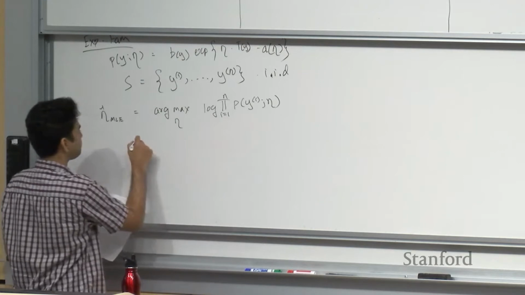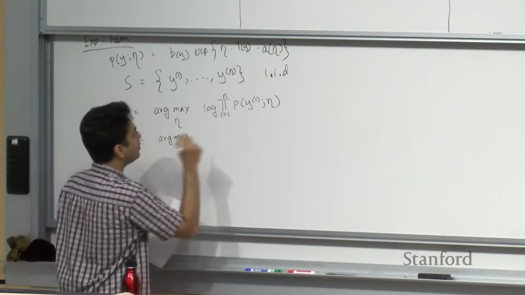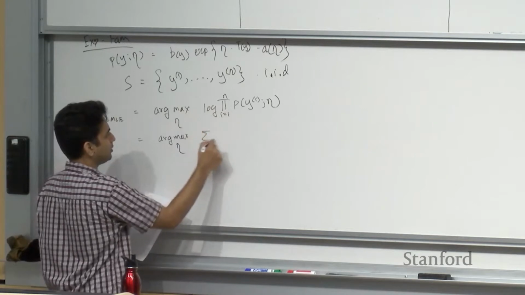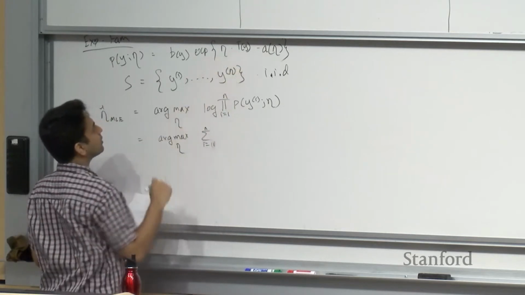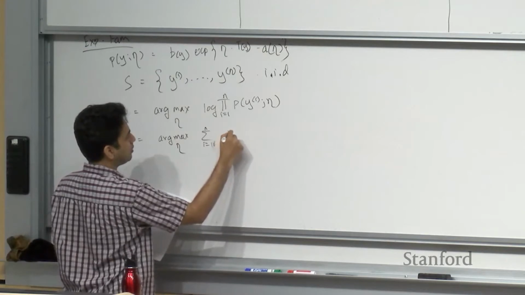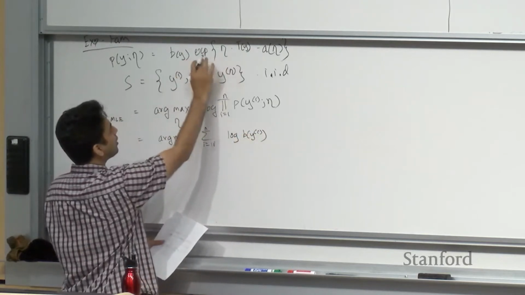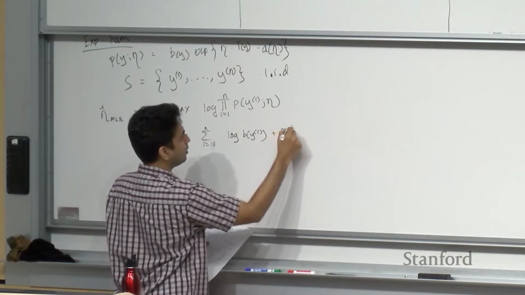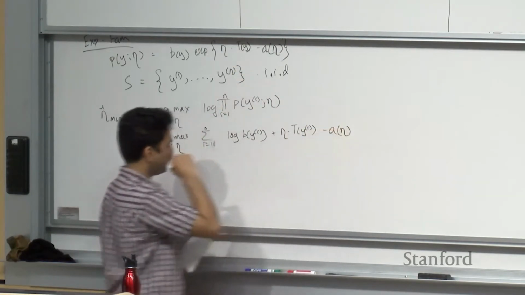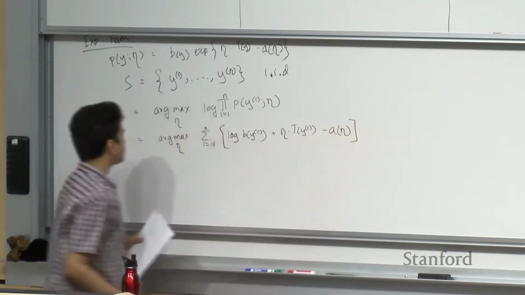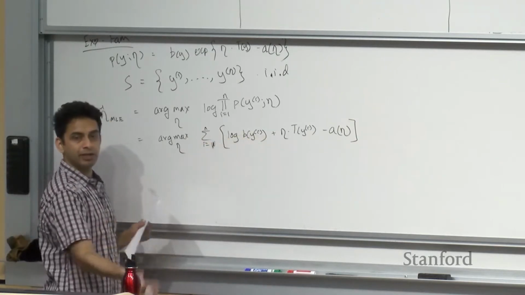Now let's simplify this further. This is argmax with respect to eta. Log of the product is the sum of the logs, so I'm going to take the sum from i equals 1 to n, and the log goes in. The log of this gives us log b of yi plus, since log and the exponent cancel, eta dot t of yi minus a of eta. In order to do maximum likelihood, we take the derivative of this with respect to eta, set it equal to 0, and solve for eta.